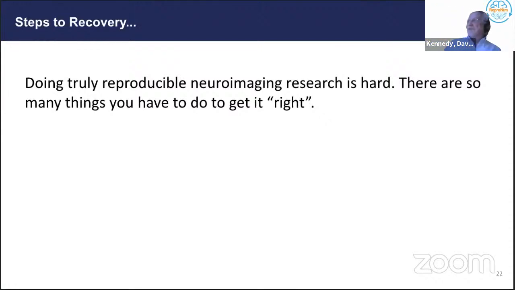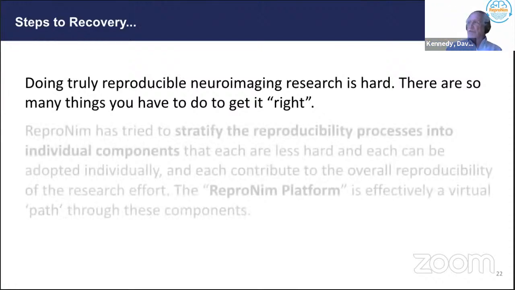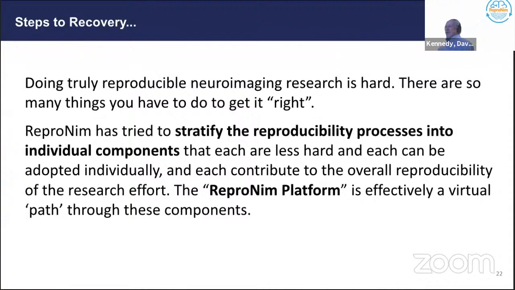So reproducible neuroimaging research is hard. There are so many things to do to get it right. One of the main things ReproNim has had to try to do is to stratify the reproducibility processes into the individual components of research that are each less hard themselves and can each be adopted individually or gradually or incrementally, because it's very hard to get people to just jump whole hog into doing everything right from the middle of your study, or start new studies. We don't really want to wait for that.